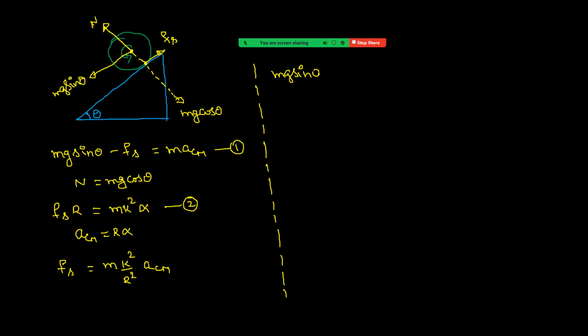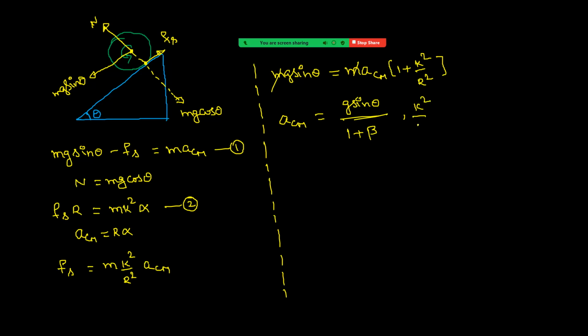We get mg sin theta equal to m into a_CM times (1 plus k squared by r squared). The m gets cancelled, so a_CM equals g sin theta upon 1 plus k squared by r squared. We take k squared by r squared as beta. So that is the acceleration of the center of mass.